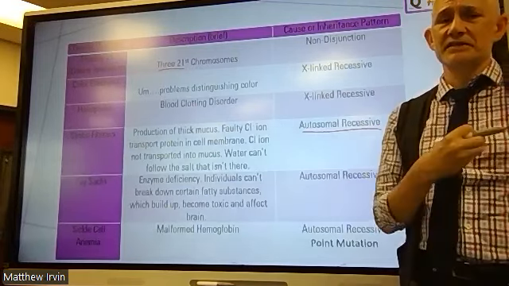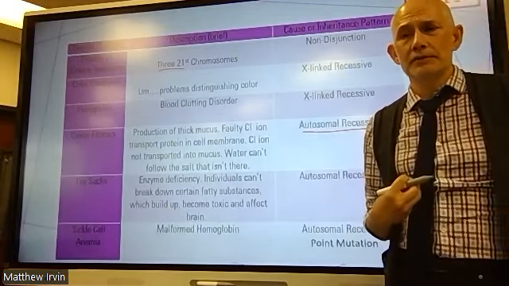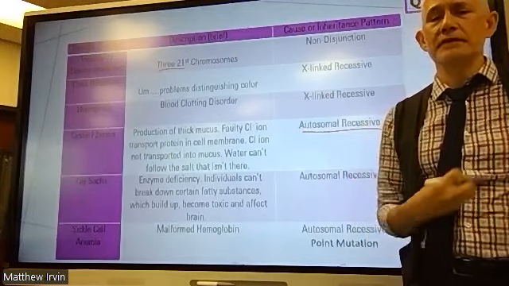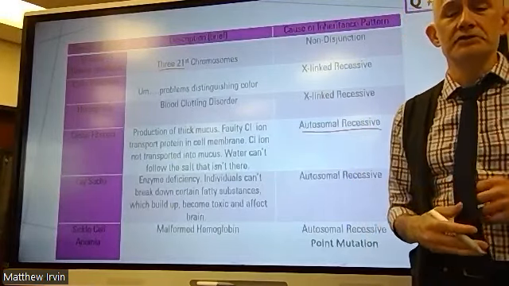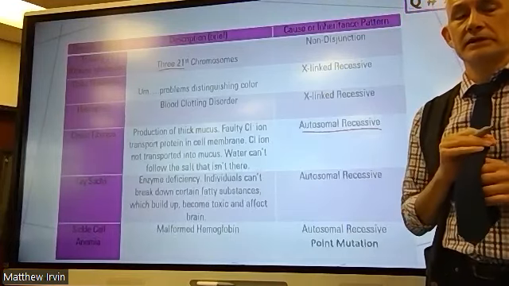It also affects their digestive system because we pump mucus into our digestive system to help move things through. So that can impede their nutrient absorption because the mucus in their intestines is too thick.